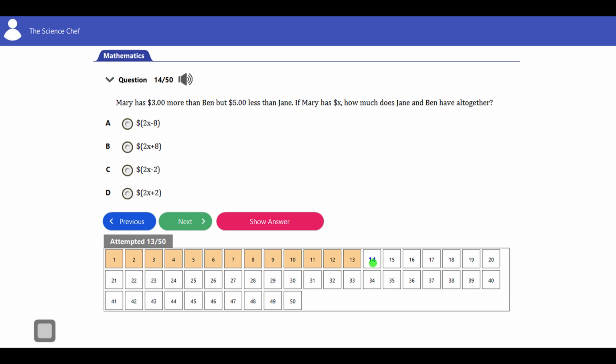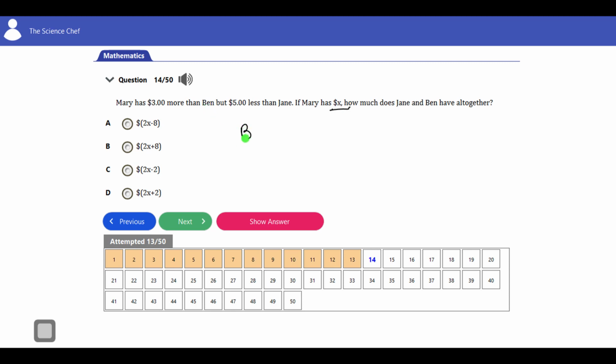Next question, question 14. Question 14 says Mary has $3 more than Ben, but $15 less than Jane, right? If Mary has X dollars, how much do Jane and Ben have all together? Let's try and convert this statement into equations. So if Mary has X dollars already, and we are told that Mary has $3 more than Ben.